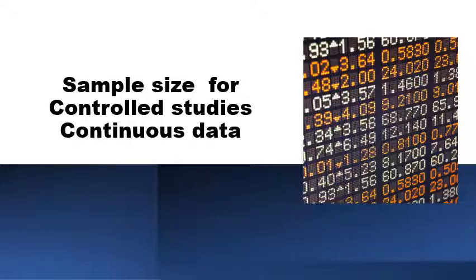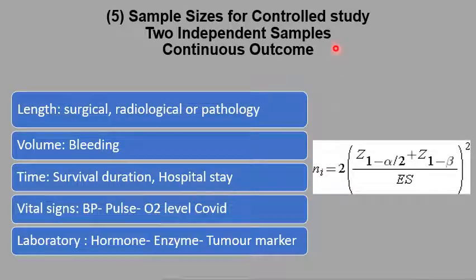We're now trying to estimate the sample size for studies that are controlled. There are at least two groups here, a study group and a control group. And we are first trying to analyze the sample size for continuous data, and then we move to dichotomous data. We are dealing here with controlled studies with at least two groups of independent samples or matched samples.